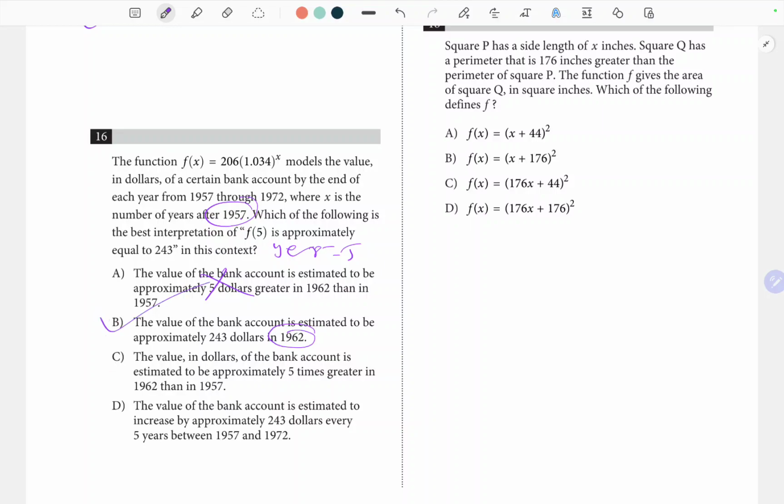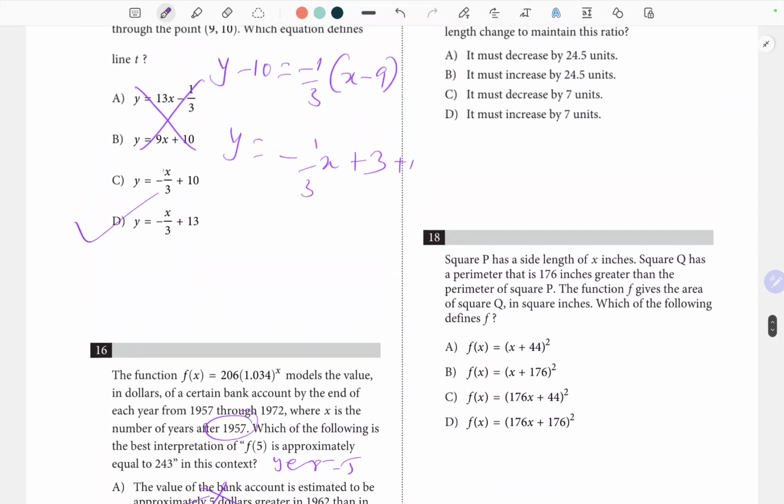But we should read because we need to figure out the best interpretation, right? So till now, amongst A and B, B is the right one. What about C? The value in dollars is 5 times greater? No. The value of the bank account is estimated to increase by approximately 243 every 5 years? No. So B should be the answer.